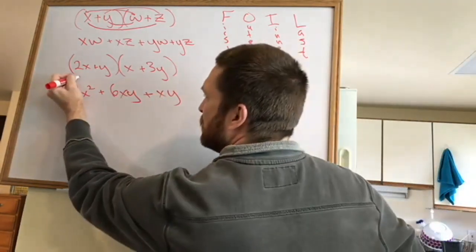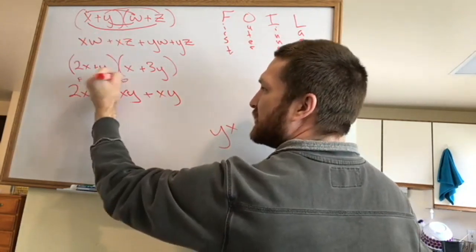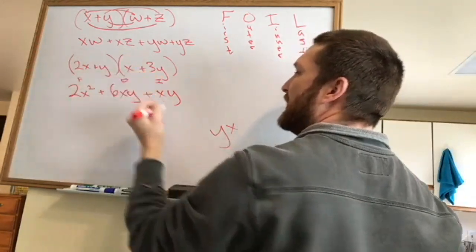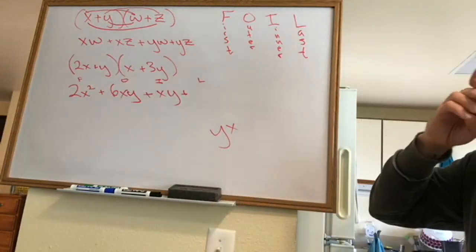So this was just to make sure we're on the same page. That was from my first. This one was from my outer. This one was from my inner. Now, what's my last? 3y squared.